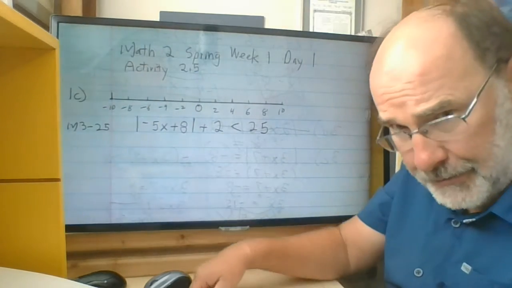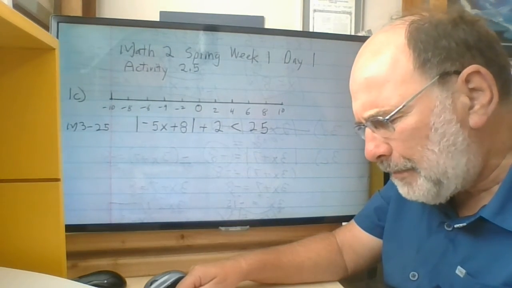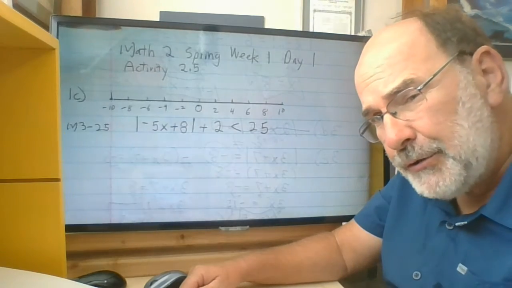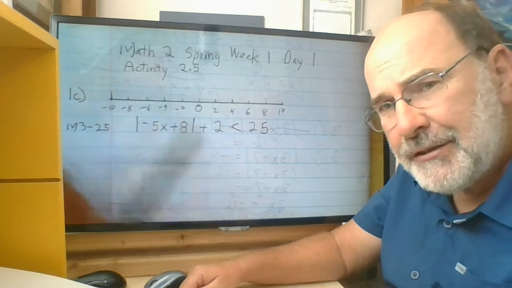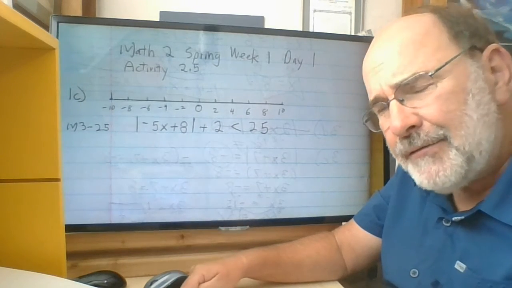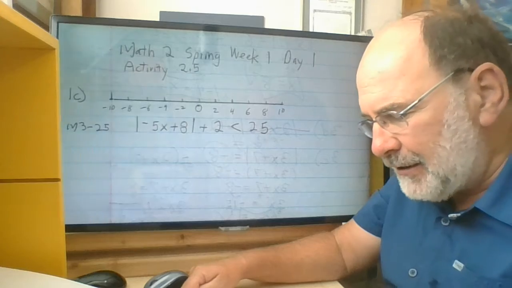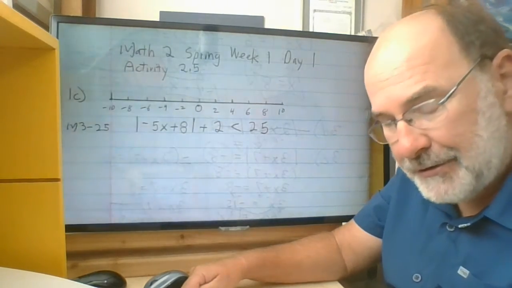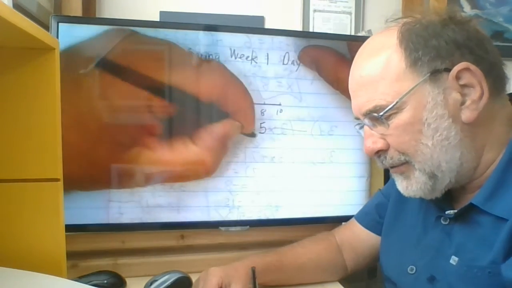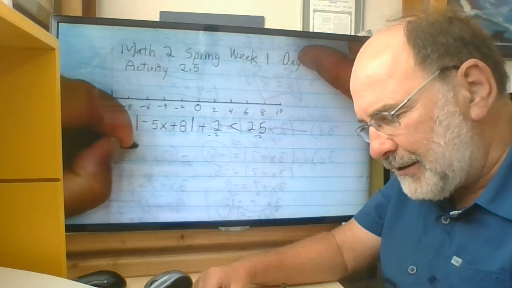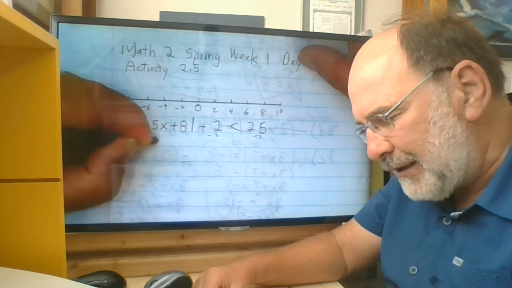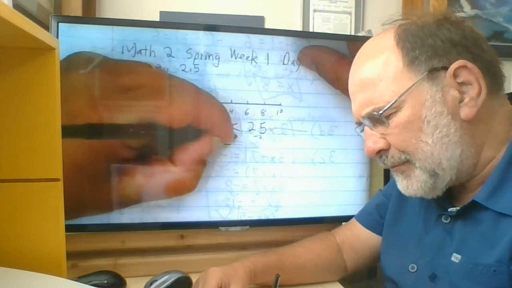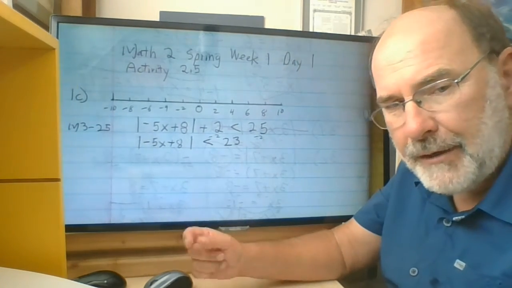All right, let me see if I can do it right on the first try. My first step would be to subtract 2 from both sides. That doesn't change the inequality. If 5 is less than 6, then 5 minus 2 is still less than 6 minus 2. So I can subtract 2 from both sides and write this as the absolute value of -5x plus 8 is strictly less than 23. Okay, this is progress.